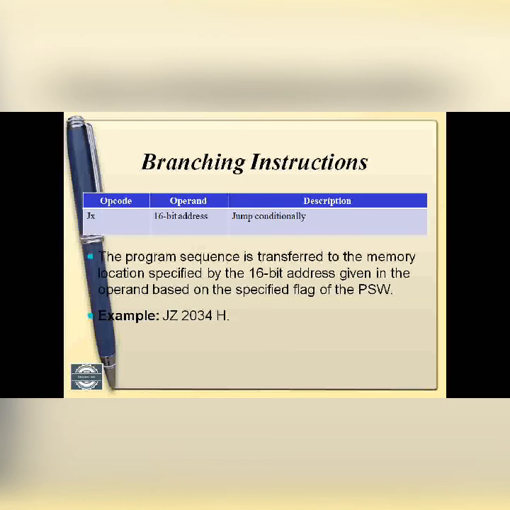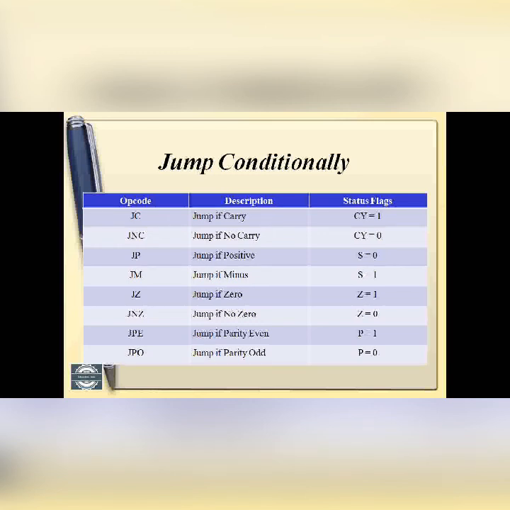Next Jx, that is jump conditionally, with 16-bit addresses. If any condition is satisfied, then only it will jump. Here all the details are given: JC, JNC, JP, JM, JZ, JNZ, JPE, JPO. All their descriptions are also given on the screen. You can follow it. Jump if carry, no carry, positive, minus, zero, non-zero, parity even, parity odd. Please go through it. You can pause the video and write it down. It will be better for you.